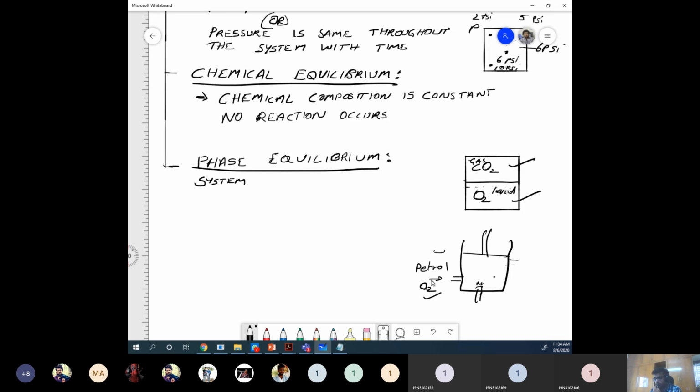Two different materials, if they are mixed together, will obviously try to reach an equilibrium, that is phase equilibrium. They become a single phase. A system having more than one phase tries to reach equilibrium there. Okay, more than one phase.